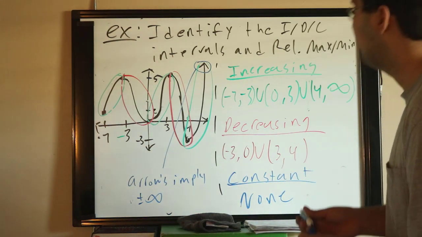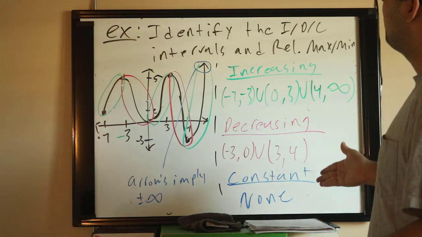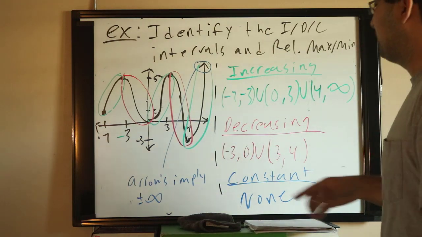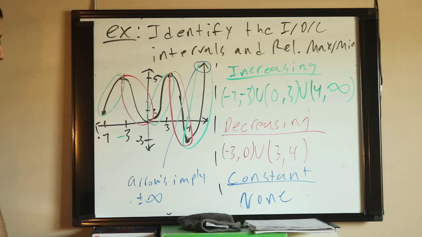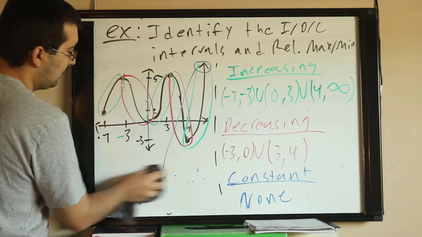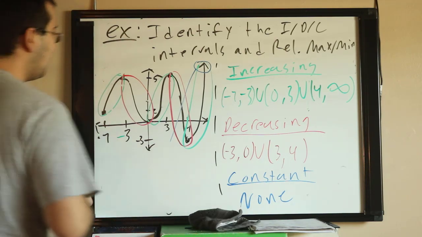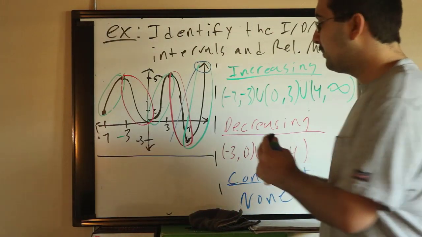Wonderful. So now let's talk about the relative max and mins for this graph. So that's half of the problem we've just done. We still need to do the other half. That's identifying our relative max and minimums. So what I'm going to do right now is I'm going to erase this little arrow imply note. So if you don't have that written down, go ahead and do so now. Okay, so now let's identify the relative max and mins.